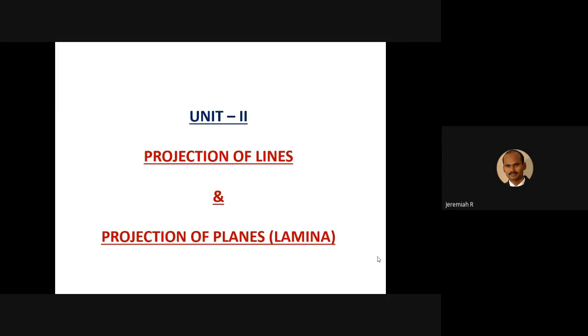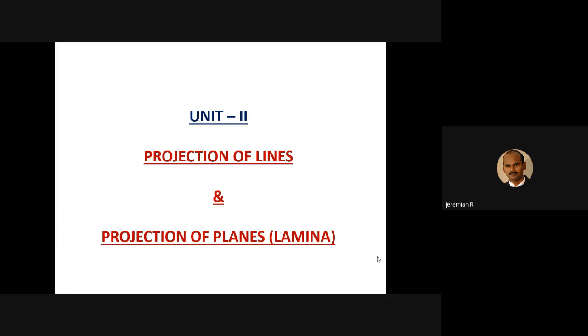You have to remember this. So what are you going to do now? We're going to keep the line in the first quadrant. Hereafter, don't think of second, third, fourth. I already told you that was only for the projection of point alone, where we apply first quadrant, second quadrant, third quadrant, fourth quadrant. Except that, we will not apply second, third, fourth. Hereafter, first quadrant alone.